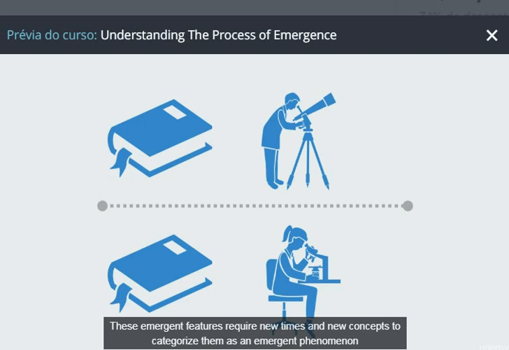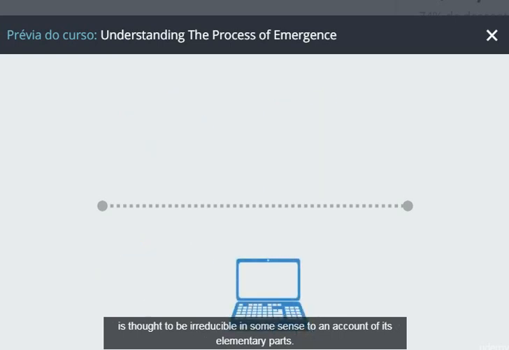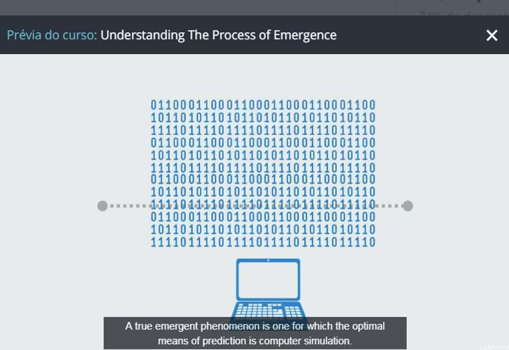As an emergent phenomenon is thought to be irreducible in some sense to an account of its elementary parts, a true emergent phenomenon is one for which the optimal means of prediction is computer simulation.